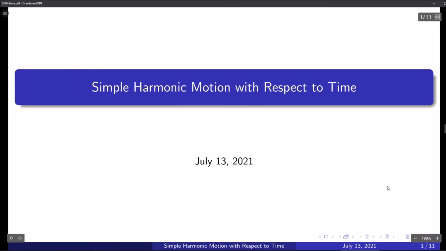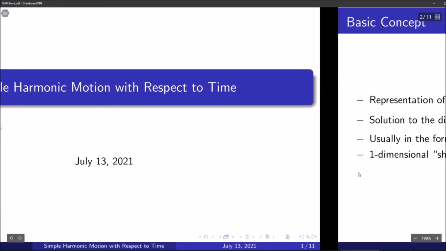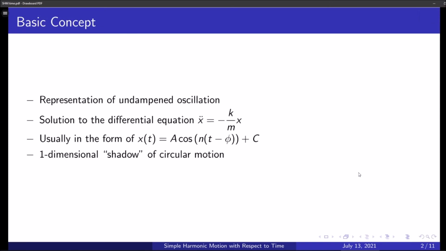Hi everyone, today we are going to look at simple harmonic motion, a quick introduction to it, especially focusing on simple harmonic motion with respect to time. And we will look at simple harmonic motion with respect to displacement later on. So firstly, some quick introduction.